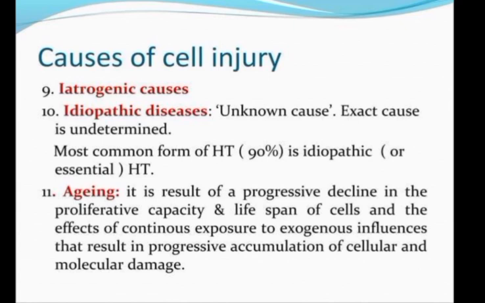Idiopathic diseases means those for which the cause of this kind of cell injury is unknown. Despite advances in medicine, the cause of some diseases also remains unclear. Examples include hypertension, certain types of cancer. The main reason for this cannot be identified.